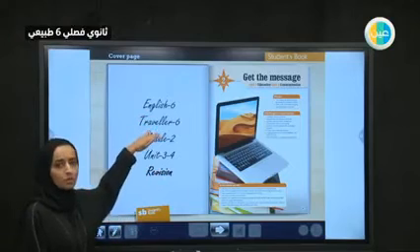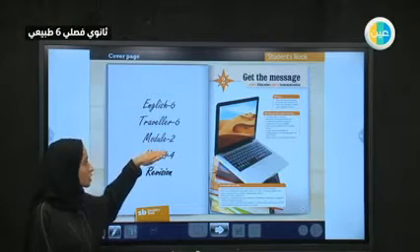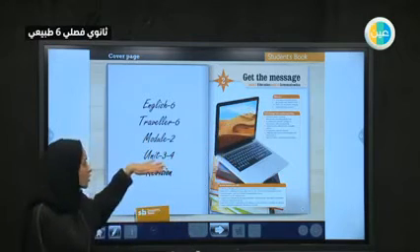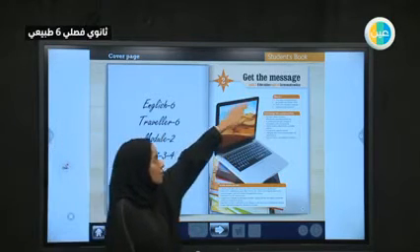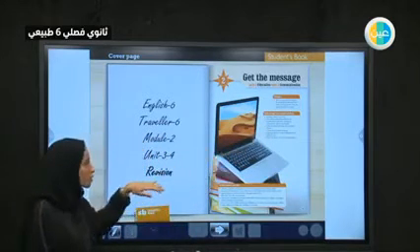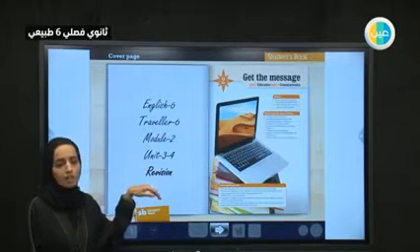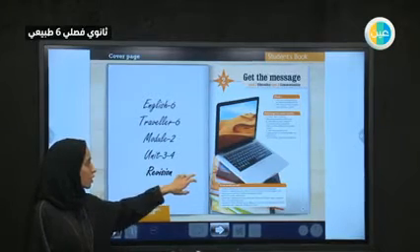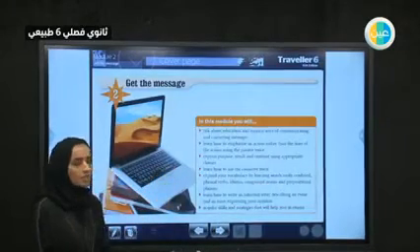Traveler 6, module number 2, which is Get the Message, then units 3 and 4, which are 3, Education, and 4, Communication. We're going to go over the whole thing that you have covered in module number 2. So let's go ahead. What are the objectives in this module?